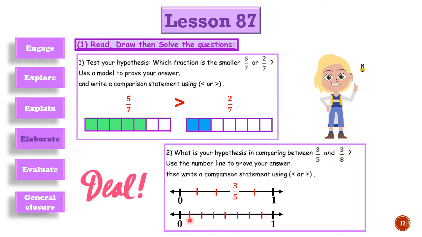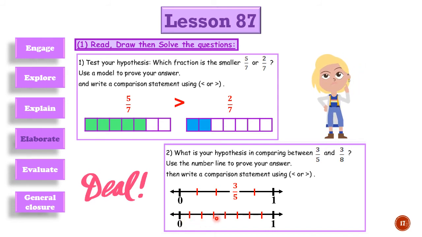We will draw how many dashes? Yes, 7 dashes like this. Then count eighths, 2/8, it will be here, 3/8 like this. Okay. Then compare. Which is farther from 0? 3/5 or 3/8? Yes, 3/5 is more than 3/8, like this.